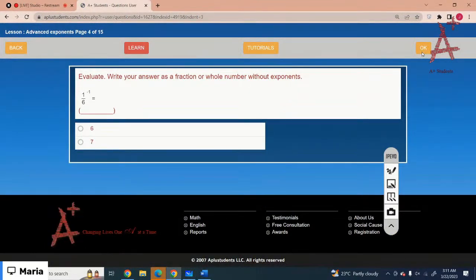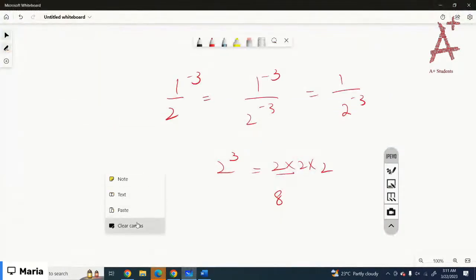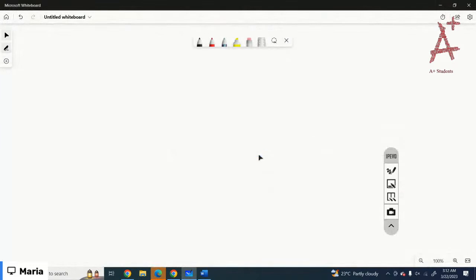Okay, 1 over 6 exponent negative 1. So which is the correct option? It would be 1 exponent negative 1 and 6 exponent negative 1. 1 exponent negative 1 is 1, and then 6 exponent negative 1, so just make the exponent positive. It would be 6 exponent positive 1, or it is 6. Yes, it is 6. Very good, everyone. So let's just select the correct option.